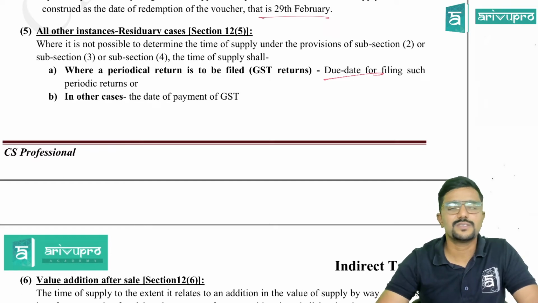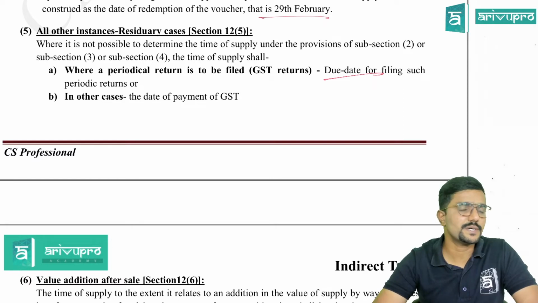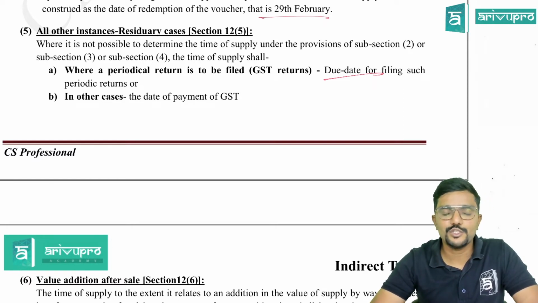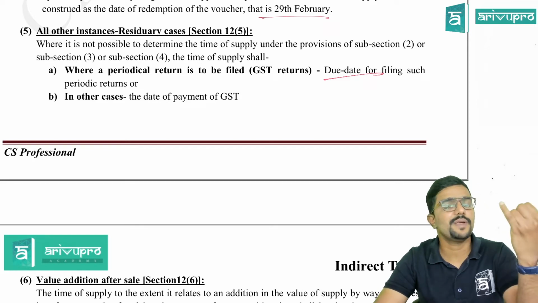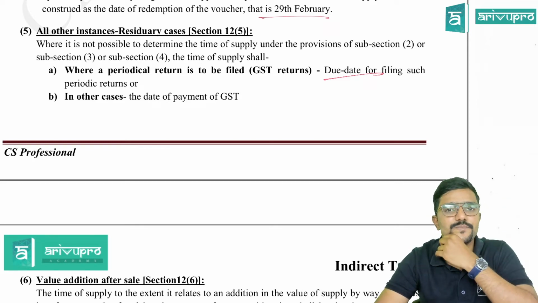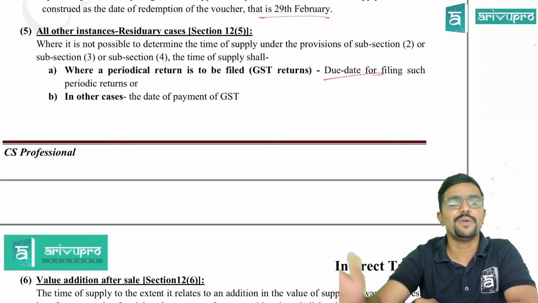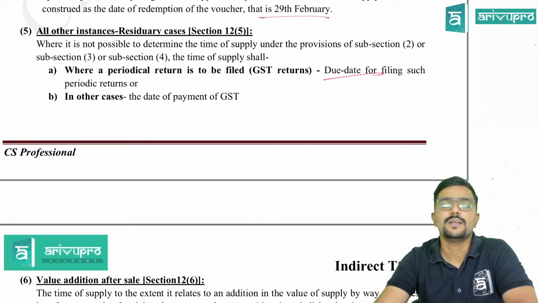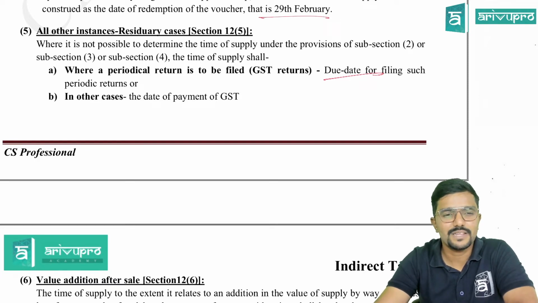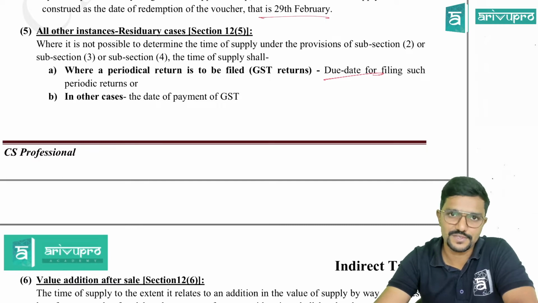Next, in other cases, the date of payment of GST. Now, this normally comes in case of unregistered persons. Assume you are not registered under GST, but on inquiry by the proper officer, he got to know that you are liable to pay GST and you have not paid it. So he will ask you to pay the GST. On whatever day you pay GST, that is the time of supply. Sorry, on whatever day you make the payment, that is the date of payment, that is the time of supply. Clear? This normally comes in case of unregistered persons, guys.